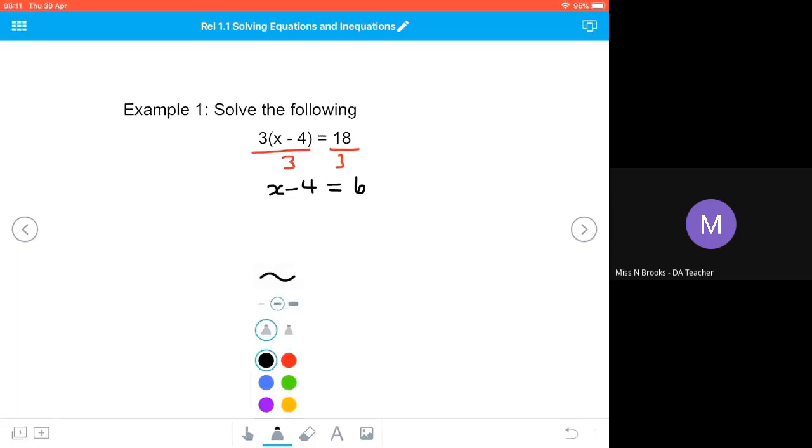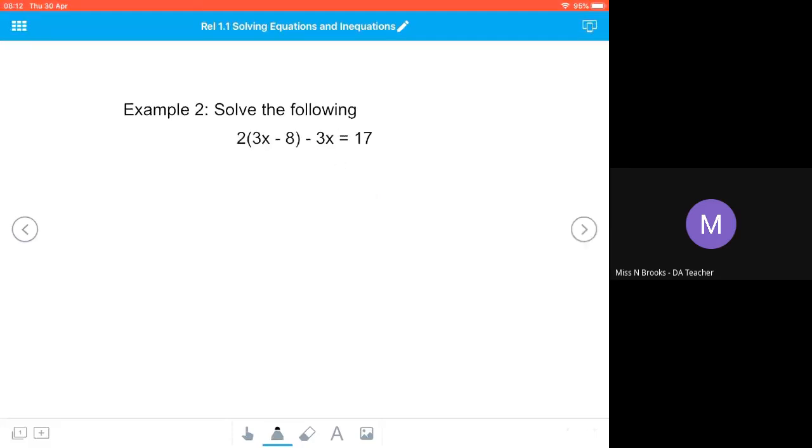Now, we're trying to isolate that x term, so we're going to do the inverse of subtract 4, which is add 4. So we're going to add 4 to both sides. And that gives us a solution of x = 10. Now, we're going to check that that works by mentally substituting it into our equation. BODMAS says we have to do the bracket first. So 10 take away 4 is 6. And 6 times 3 is 18 on the left-hand side, which equals the 18 on the right-hand side. So our equation is balanced, and so our x = 10 solution is valid.